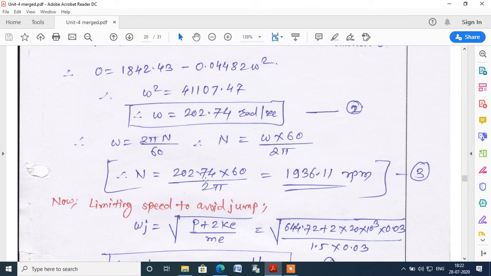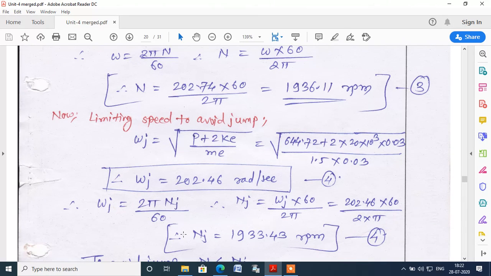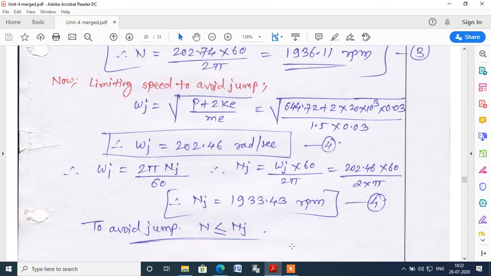Now the limiting speed to avoid jump, omega j, is under root of (P plus 2KE) upon mE. Putting all the values P, then K, then E, then m, then E, here we get omega j as 202.46. From omega j we can calculate nj: omega j into 60 upon 2 pi, so it is 1933.43 rpm. So to avoid jump, n should be less than nj. Now n is 1936.11 and nj is 1933.43, so obviously jump is avoided.